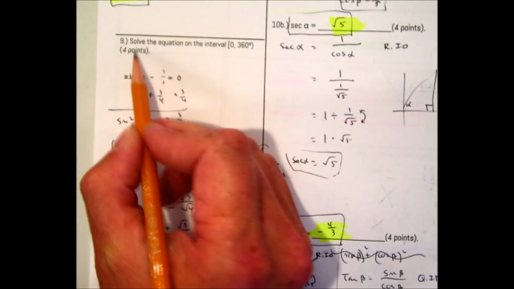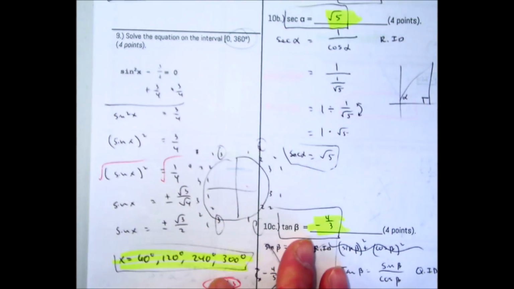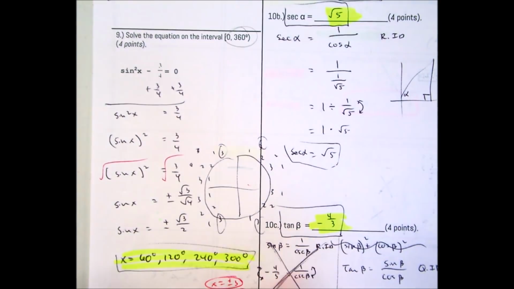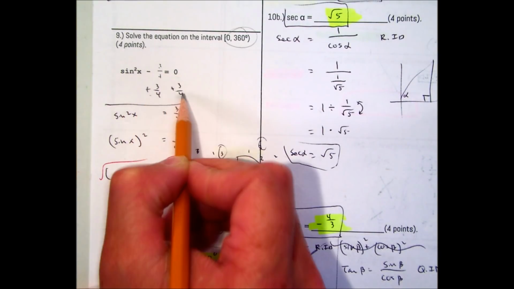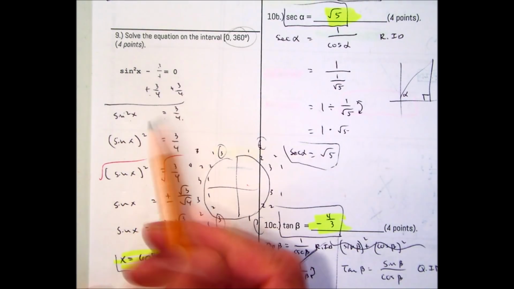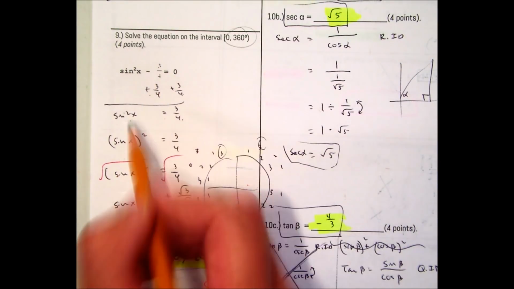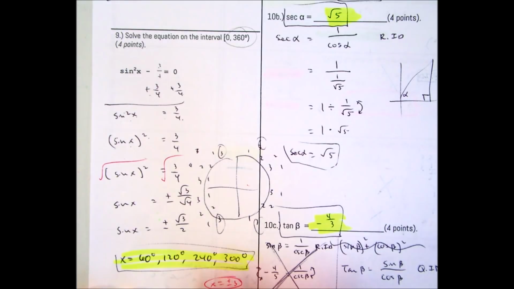Alright, question number 9. Solve the equation on the interval 0 to 360 degrees. Notice how it says degrees there. Sine squared x minus 3/4 equals 0. I'm going to add 3/4 to both sides. I have sine squared x equals 3/4. I'm trying to get x by itself here. Remember, you can write sine squared x as sine x squared. I'm going to take the square root of both sides.